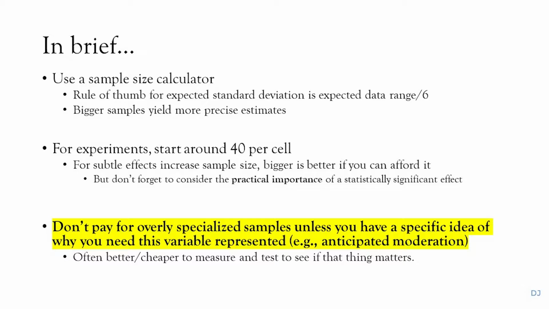Sort of a default from back in the old days might be like 40 per cell for a medium-sized effect, but any bigger that you could get would be great. But you could get started on an experiment with about 40-ish per group.